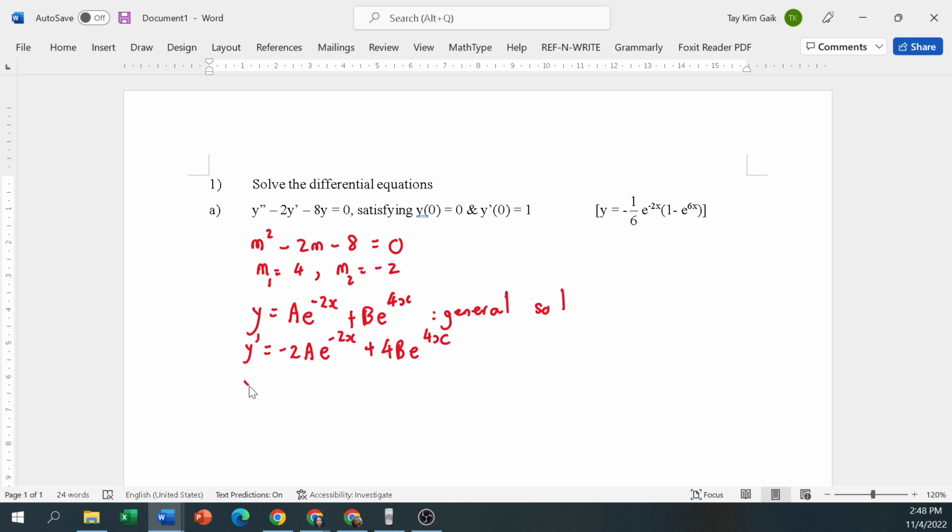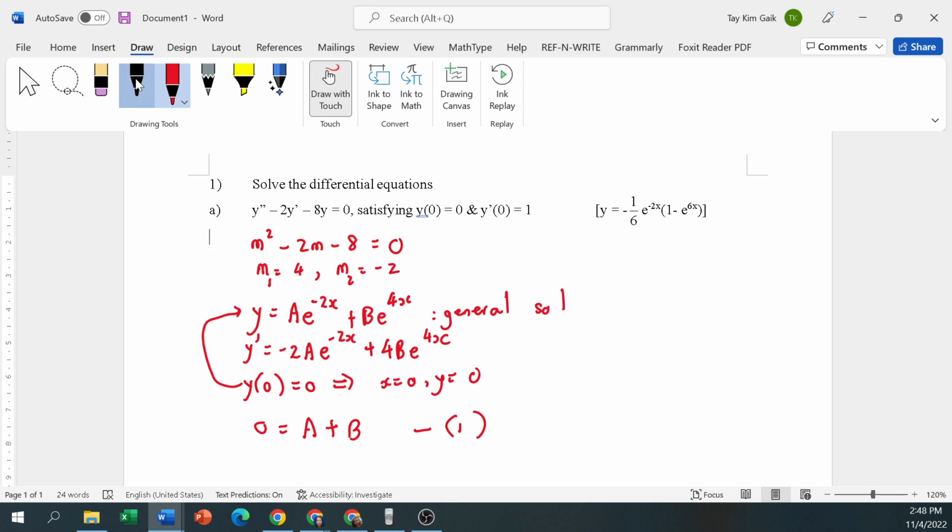Okay, plug in the first initial condition, y(0) equal to 0. It means when x is 0, y equal to 0. Plug this into here. e to the 0 is 1, so you get a plus b. You have the first equation, a plus b equal to 0.